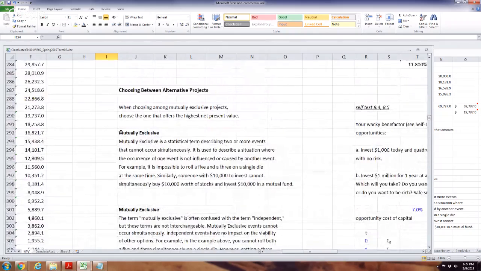So, mutually exclusive means it's a statistical term describing 2 or more events that cannot occur simultaneously. It's used to describe a situation where the occurrence of one event is not influenced or caused by another. It's impossible to roll a 5 and a 3 on a die, kind of thing. It's impossible without having an accident.